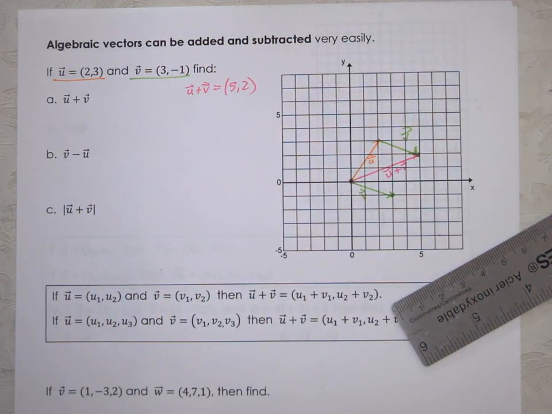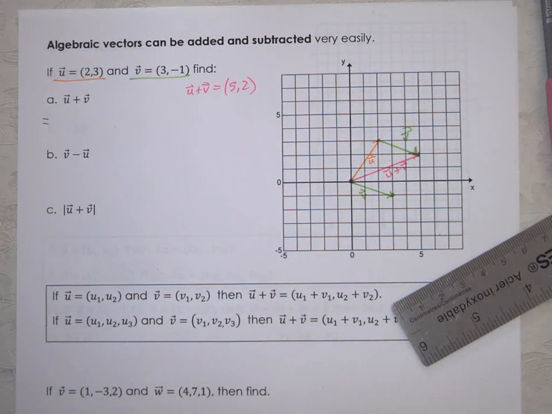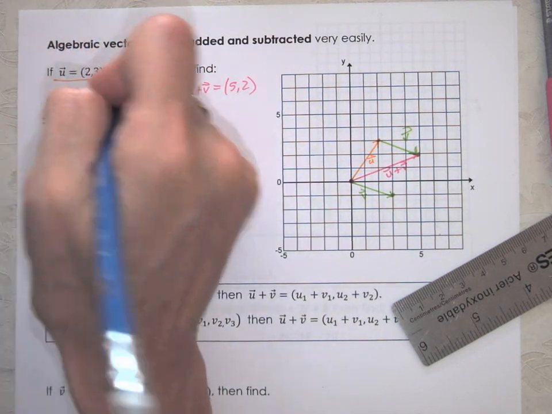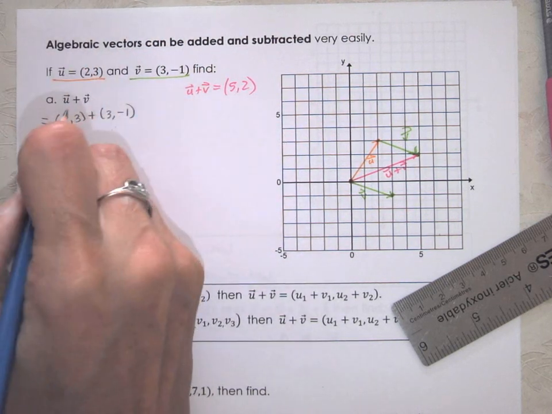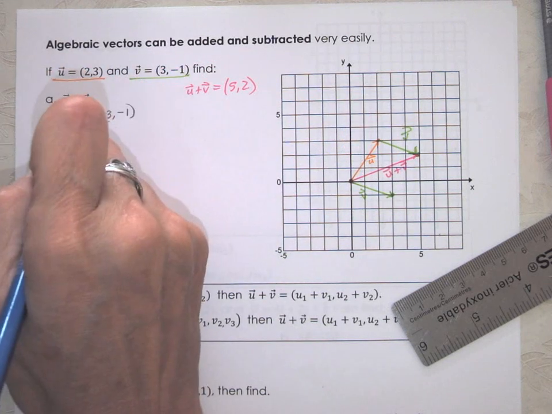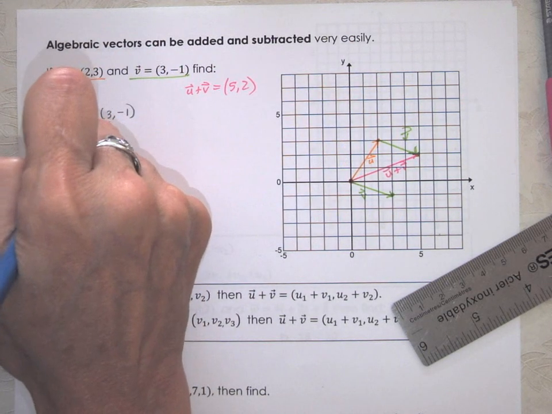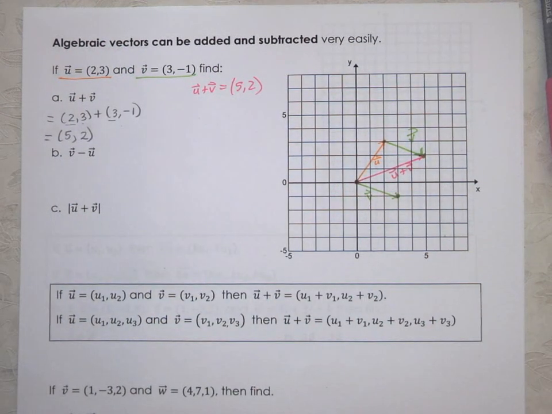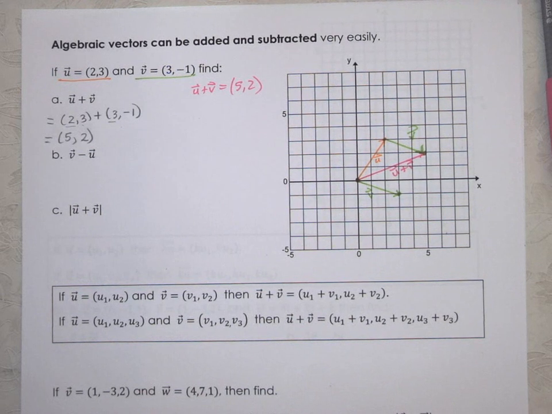But the really cool thing is we don't need a diagram. We can take vector u, which is 2, 3, and add vector v, which is 3, negative 1, and add the corresponding x components. 2 plus 3 is 5, and the corresponding y components. 3 plus negative 1 is 2, and vector u plus v is 5, 2, just like we proved it was with the diagram. Okay?